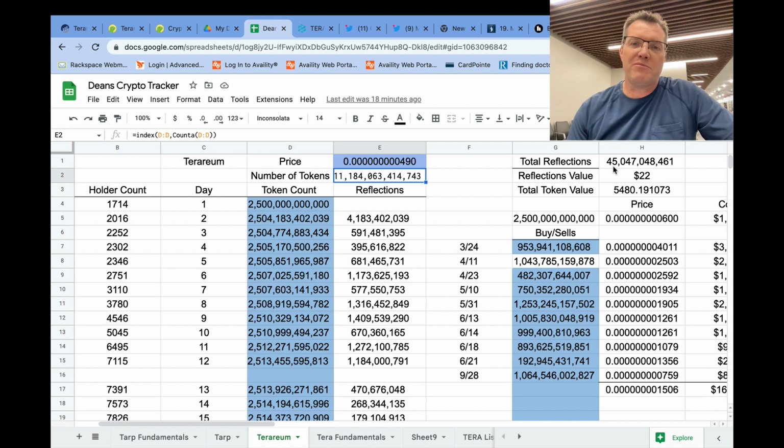If you're unfamiliar with this, every time somebody buys or sells Terareum, there is a 2% tax. One half of that, or 1%, gets burned. Those tokens go to a dead wallet that can never come back into circulation again. And the other 1%, or the other 50% of the total tax, gets redistributed back to us as the holders. So I've received 45 billion in those, currently worth about $22.